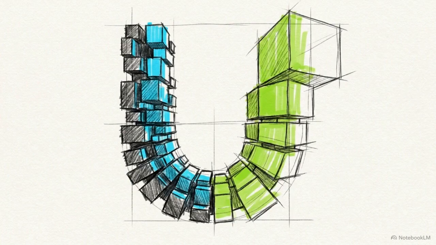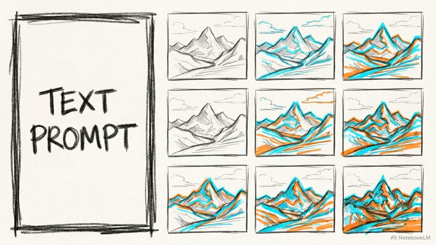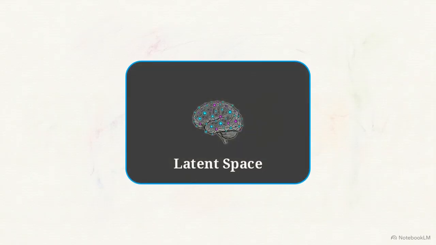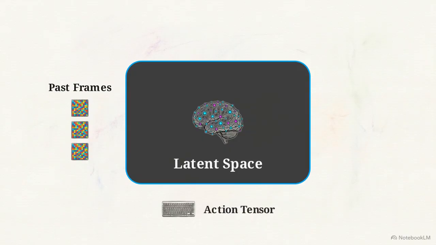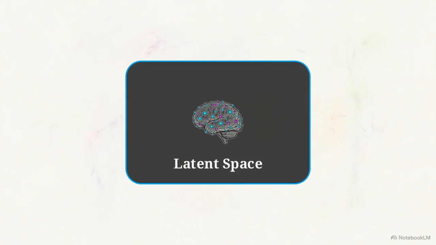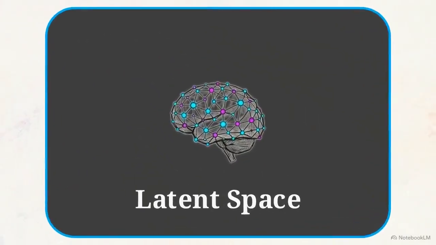The core architecture handling this is a latent diffusion model running through a U-net structure, similar to the technology behind text-to-image generators, but optimized for continuous sequential output. This U-net diagram illustrates the precise input mechanism. A sequence of past visual frames and a tensor containing the player's current keystroke action are merged directly into the central latent space. Inside that latent space, the model performs a denoising process.